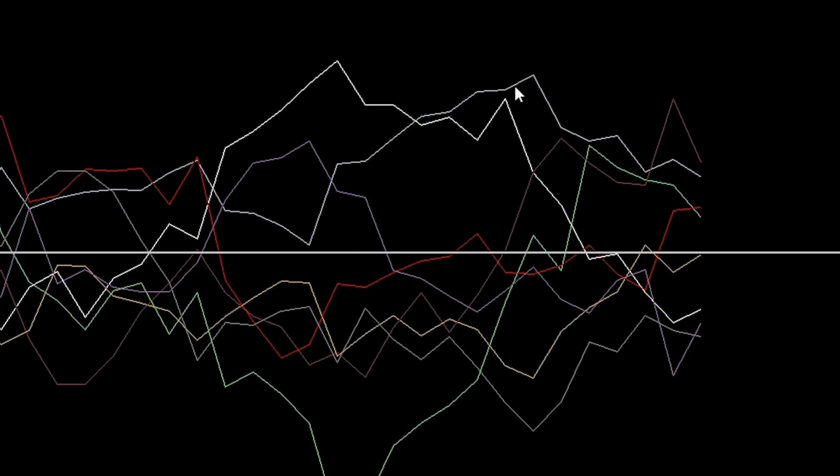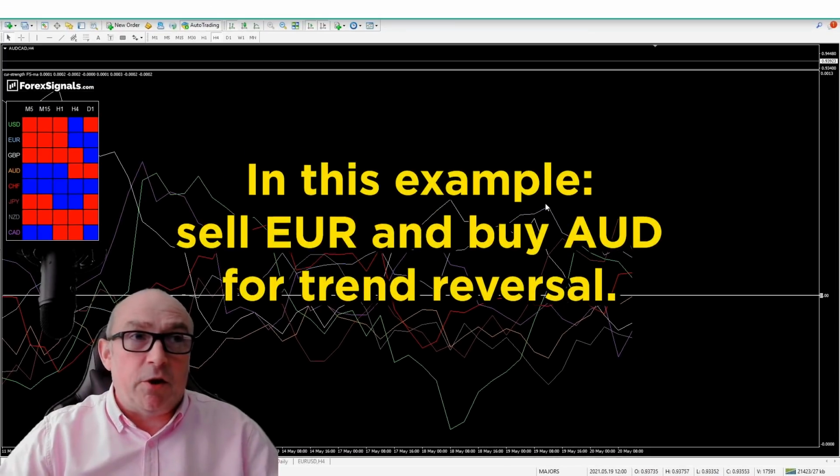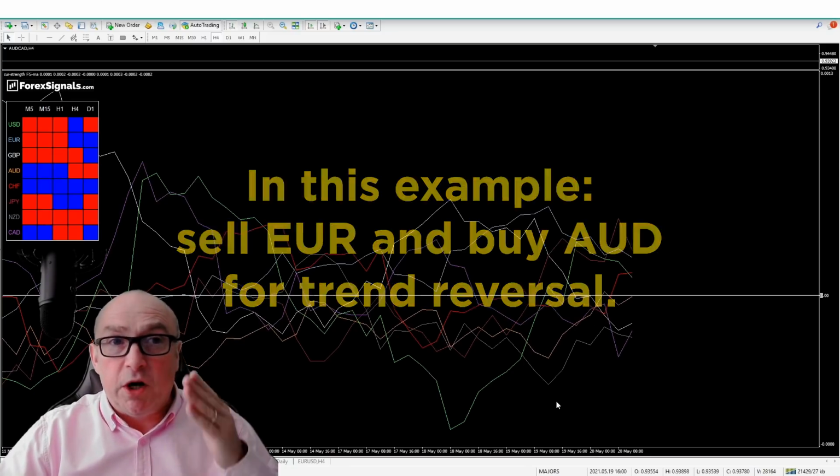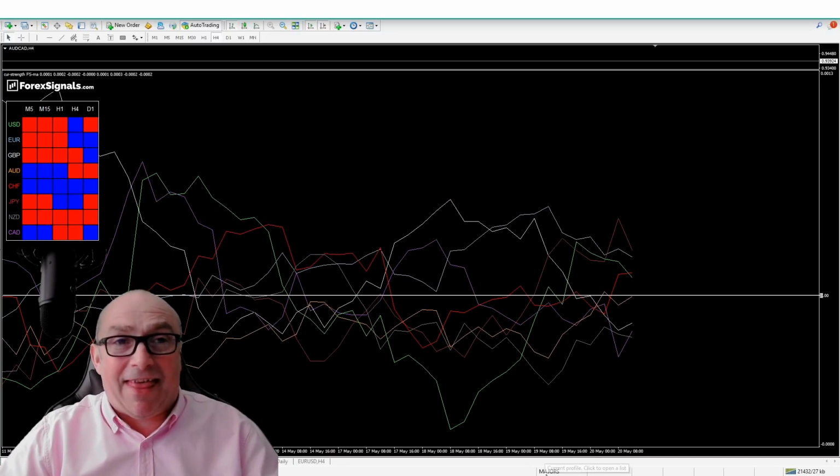Maybe a strong currency is becoming weak and a weak currency is now becoming strong. Therefore, a potential reversal is happening. So selling the euro, buying the Oz now is a potential trend reversal shaping up. Let's have a quick look at that now.